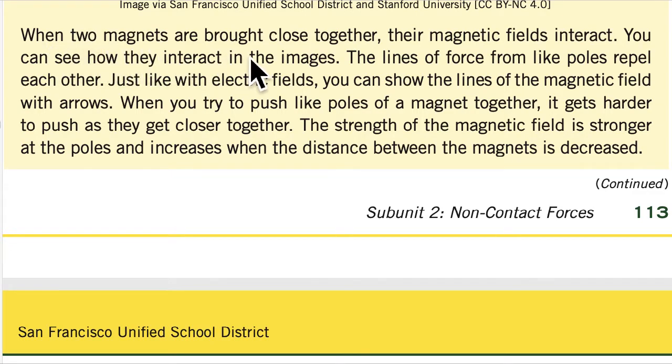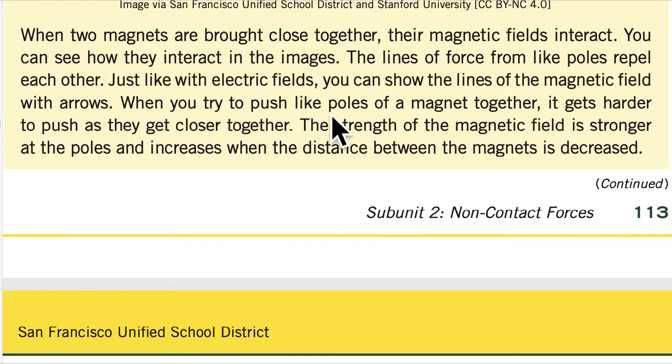When two magnets are brought close together, their magnetic fields interact. You can see how they interact in the images. The lines of force from like poles repel each other. Just like with electric fields, you can show the lines of the magnetic field with arrows.